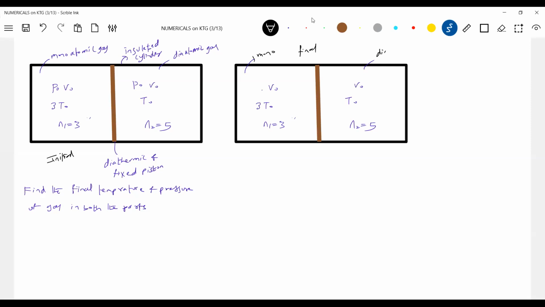This is a monoatomic gas, and this is a diatomic gas. What will happen to the overall energy? It remains the same, so initial energy is equal to final energy. Initial energy: N1 f1 R into 3 T naught by 2, plus N2 f2 R T naught by 2, and this should be equal to the final energy, since the number of moles will not change.